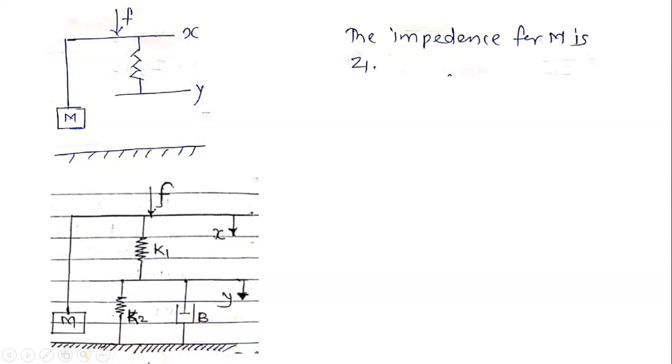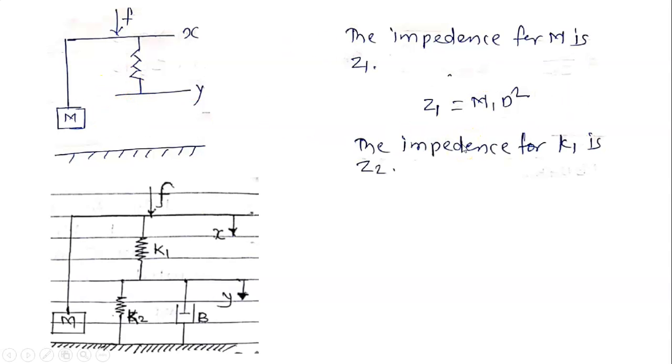Now we will find the equation relating f and x. The impedance for m is z1. Therefore, z1 is equal to m1D square. Similarly, the impedance for k1 is z2. Therefore, z2 is equal to k1.